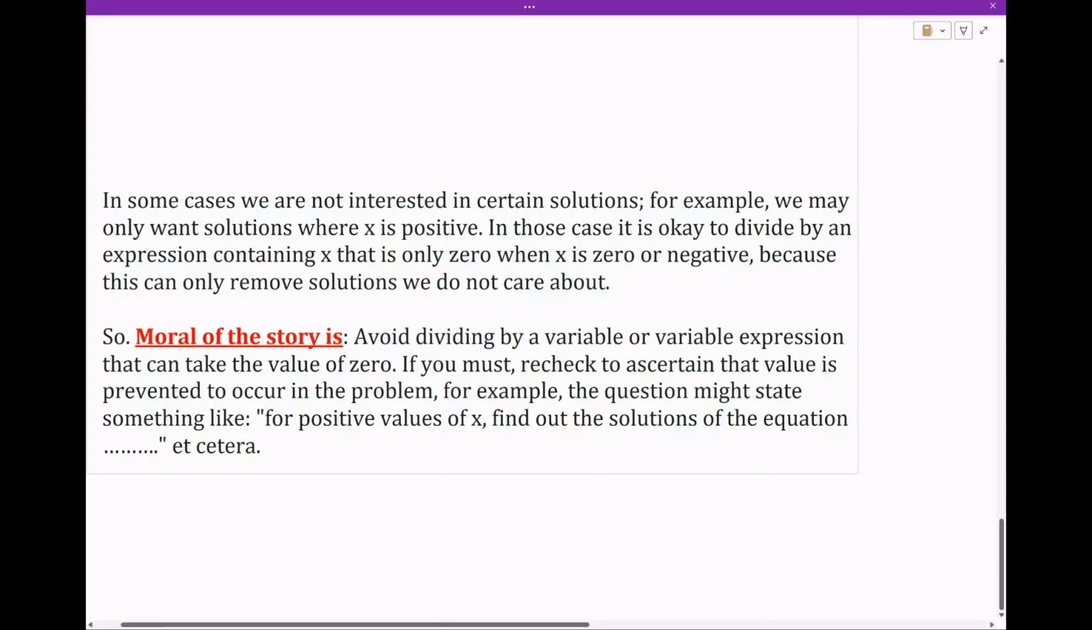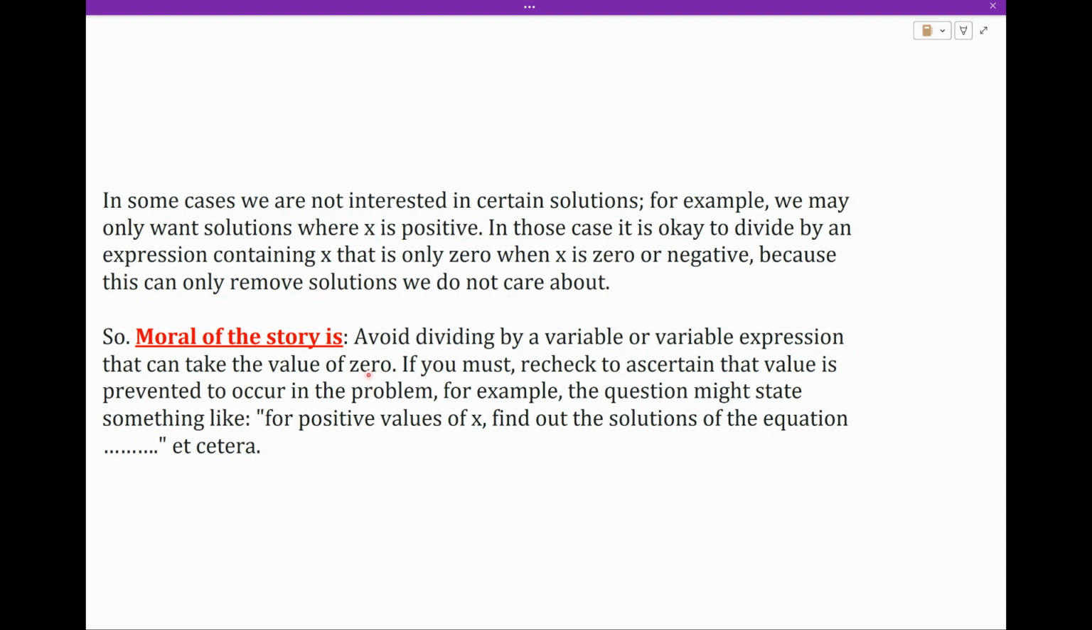In some cases, we are not interested in certain solutions. For example, we may only want solutions where x is positive. In those cases, it is okay to divide by an expression containing x that is only 0 when x is 0 or negative, because this can only remove solutions that we do not care about.